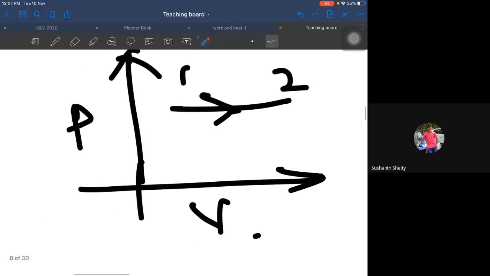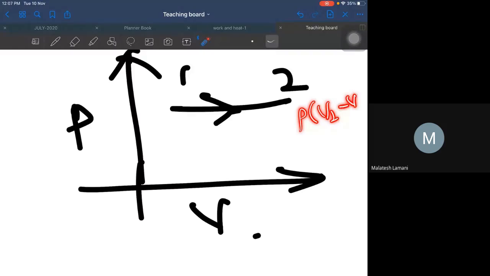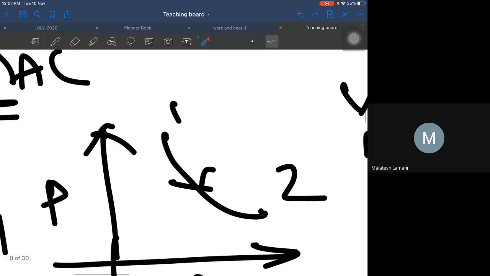So primarily, how do you calculate the area? This is an isobaric process, isn't it? Malatesh, are you there? Yes, sir. See, this is an isobaric process. How do you calculate the work done from 1 to 2? So you will calculate the area below it. Yes, sir. If you calculate this area, then you can calculate your work done. That is how you come to the expression P into V2 minus V1.